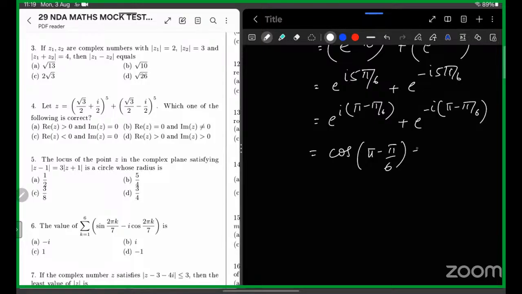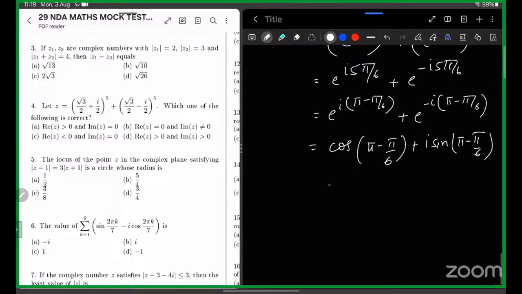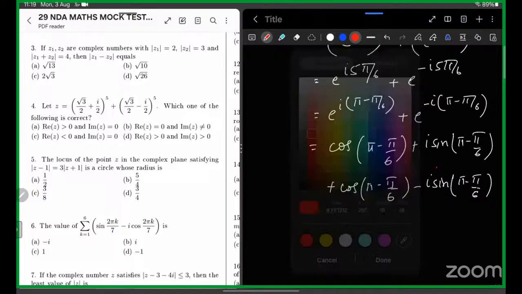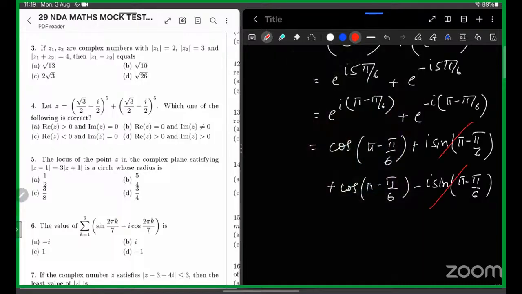to break it, then only I can solve, right? Plus iota again sine, it will be written as (pi minus pi by 6). Again plus, you can write it like this, cos of (pi minus pi by 6) minus, minus it will be, because minus sign is there, so iota sine of (pi minus pi by 6). So you see, plus minus terms are getting cancelled out. These two terms will get cancelled out.